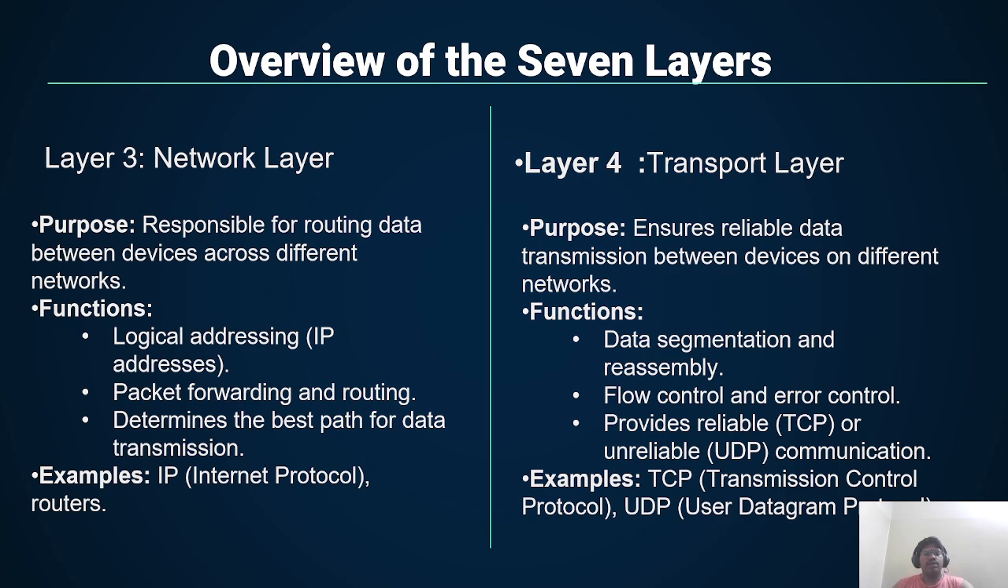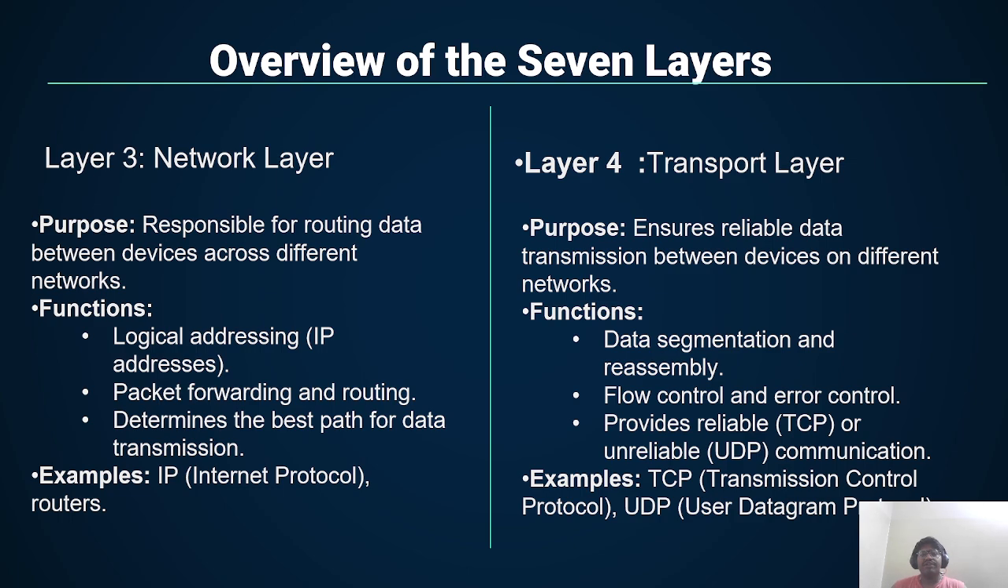Layer 2, data link layer. The data link layer ensures reliable data transfer across the physical layer. It handles error detection and correction, frames data packets from the network layer, and manages MAC addresses. Examples include Ethernet, Wi-Fi, and Bluetooth. This layer is critical for ensuring smooth and error free communication at the data transfer level.